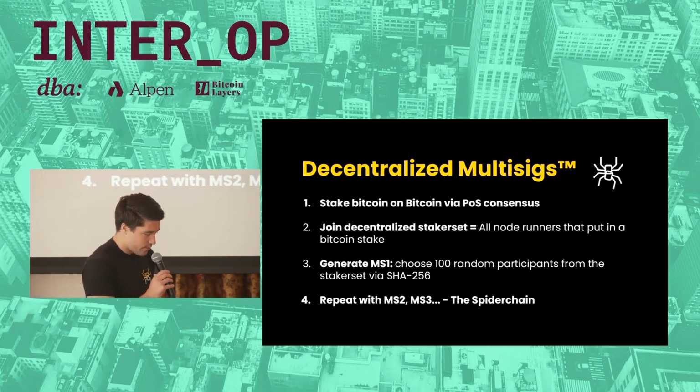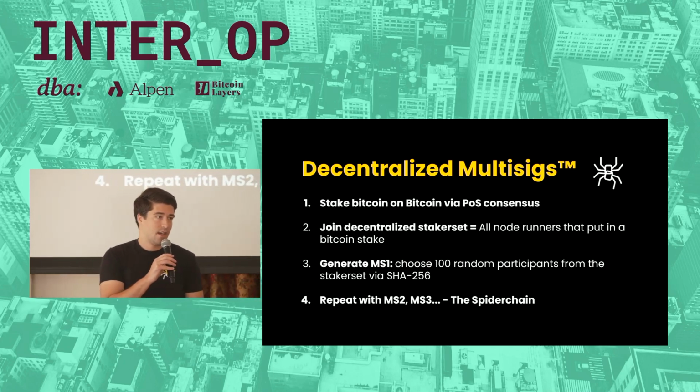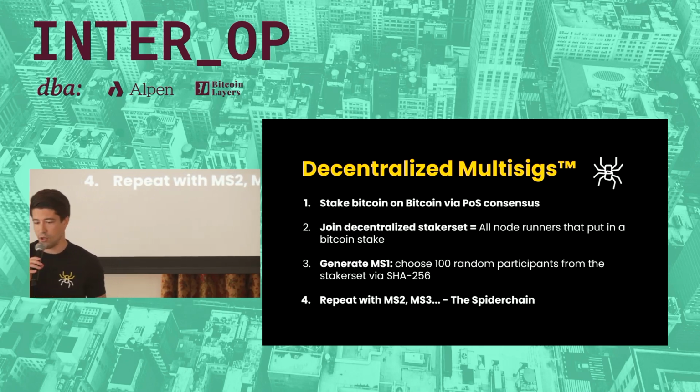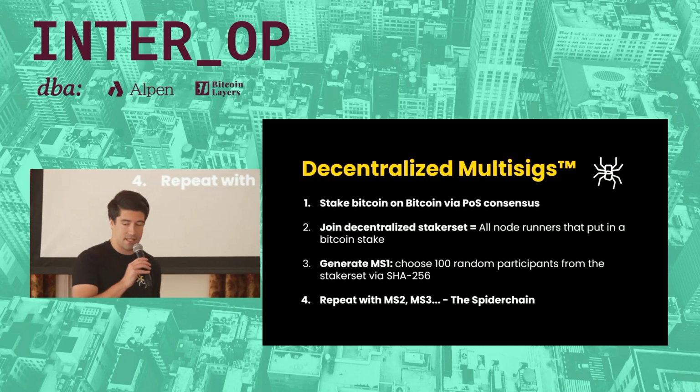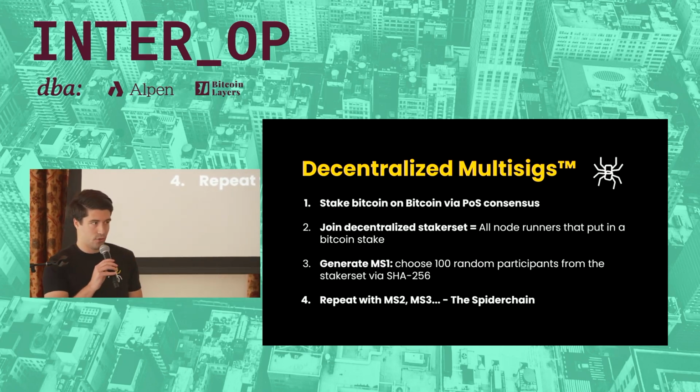So yeah, very quick overview. Decentralized multisigs, that's what we call it, basically capable of having 10,000 different operators, 100,000 different operators. You stake Bitcoin on Bitcoin, come together in a proof of stake consensus. Anyone can join, and then you will basically generate a multitude of different multisigs.